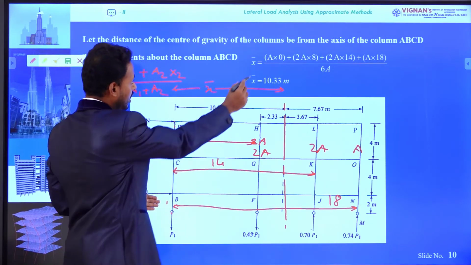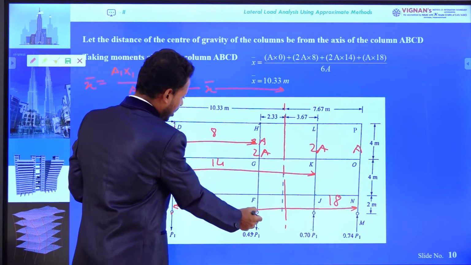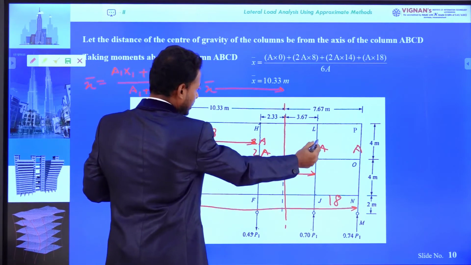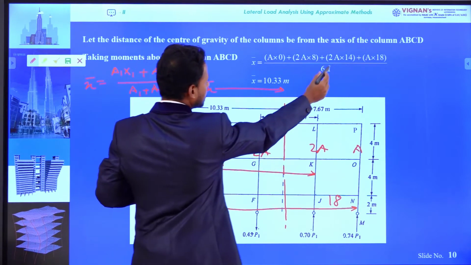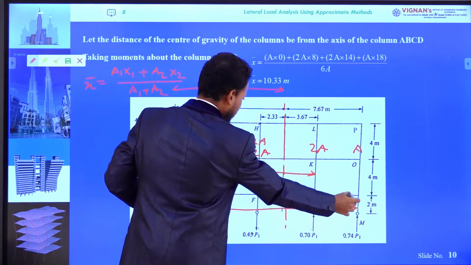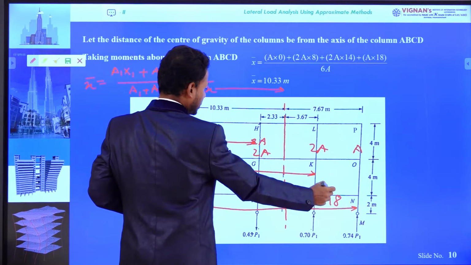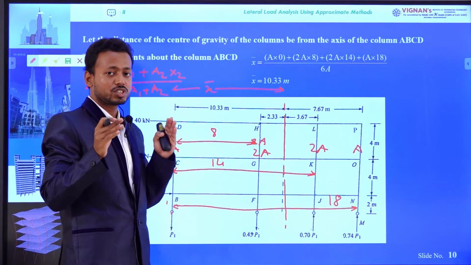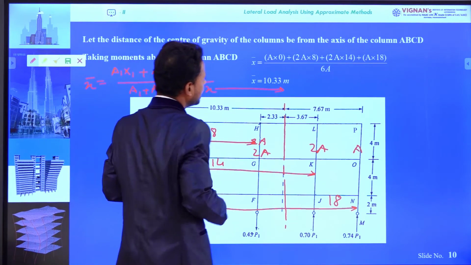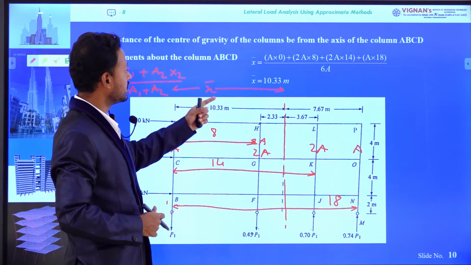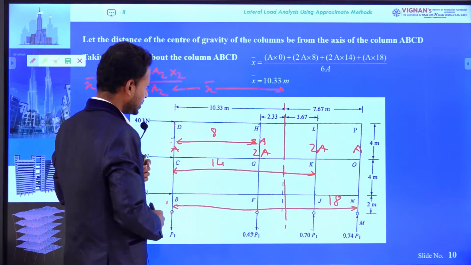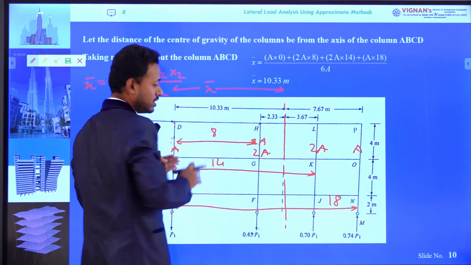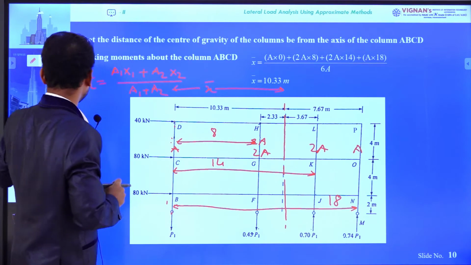So A into 0. For this column, 2A, the distance is 8 meter, so 2A into 8. This column 2A into 14, and this column A is situated at 18 meter distance, so A into 18, divided by the total sum of cross sections of all the columns, that is 6A. So you get x bar equals 10.33 meter. That means the centroidal axis is situated 10.33 meter from the left end. We have calculated the distance.